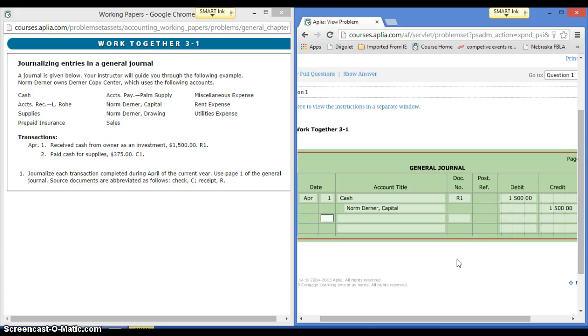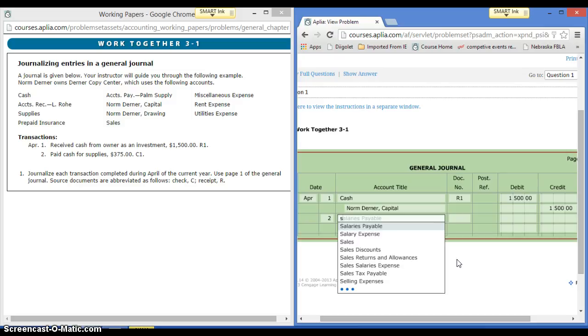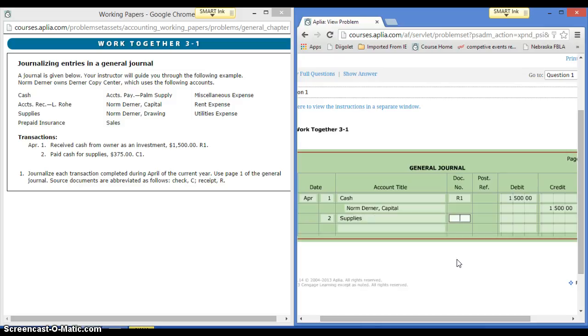Now for the second, we'll put in just the number 2. It is paid cash for supplies. We know supplies is increasing. It is an asset, so it increases on the debit side. So we'll type in our supplies. This is a check. You can see that because that's C1. And it is for $375. So our 375.00 for our cents goes in there.